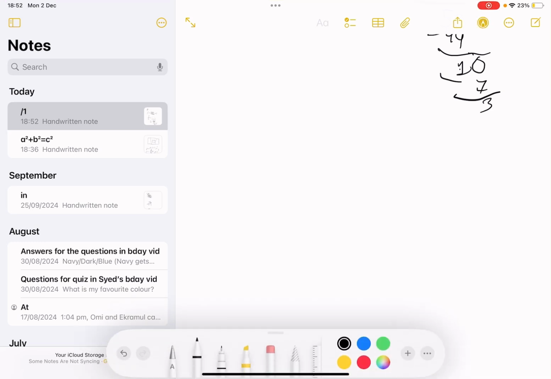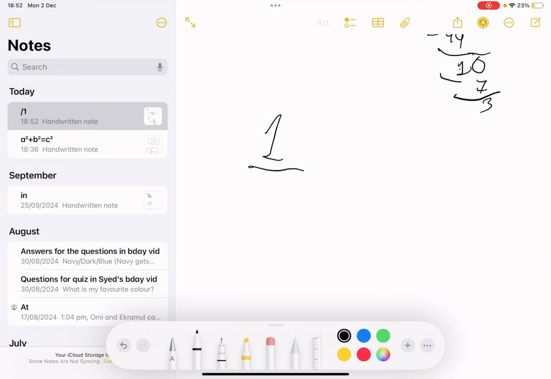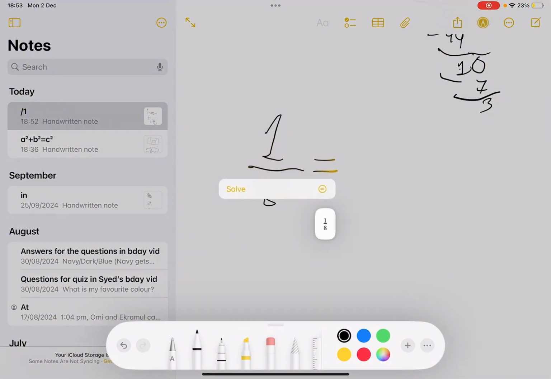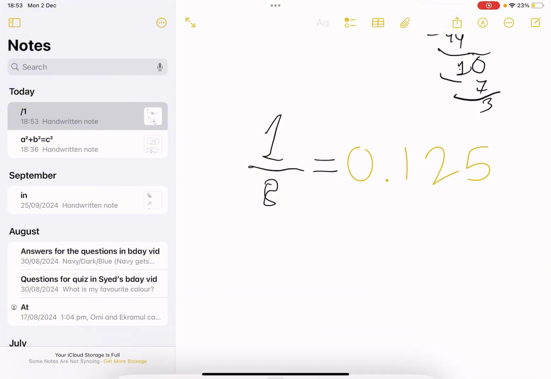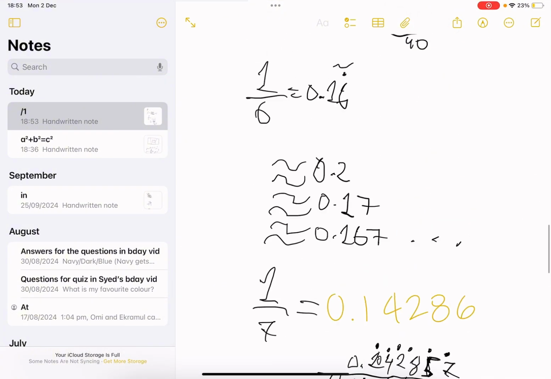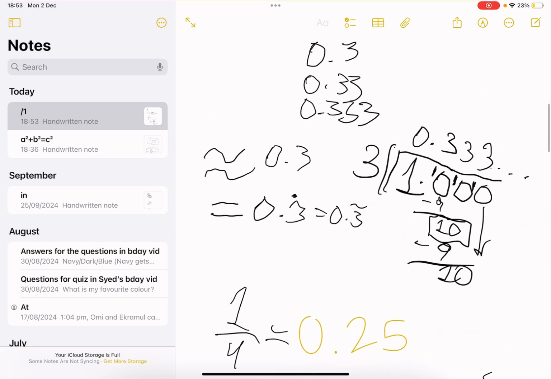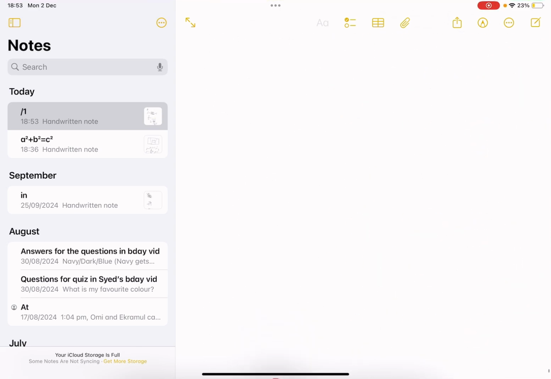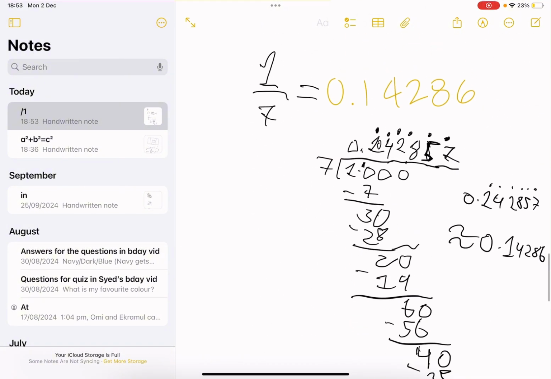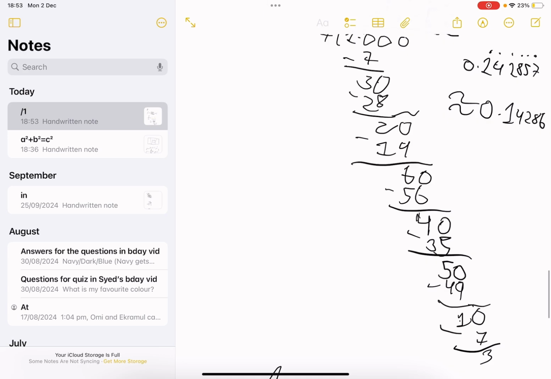Now we have 1/8. Most people would probably think this one would also be complicated, like 1/6 and 1/7, right? No, it's actually just 0.125. Now don't get me wrong, that is more complex than 0.25 or 0.5, but it's still pretty simple compared to 0.14286.